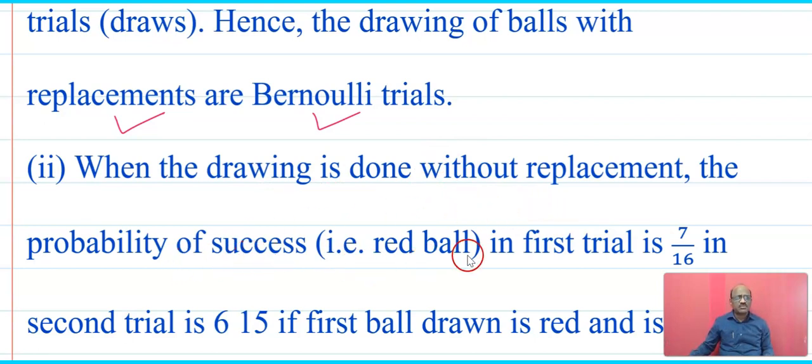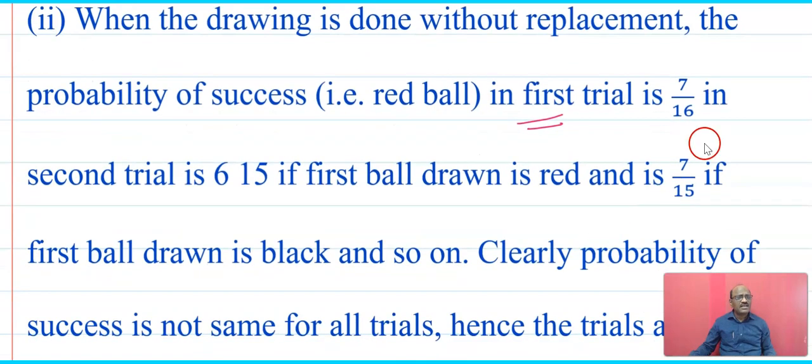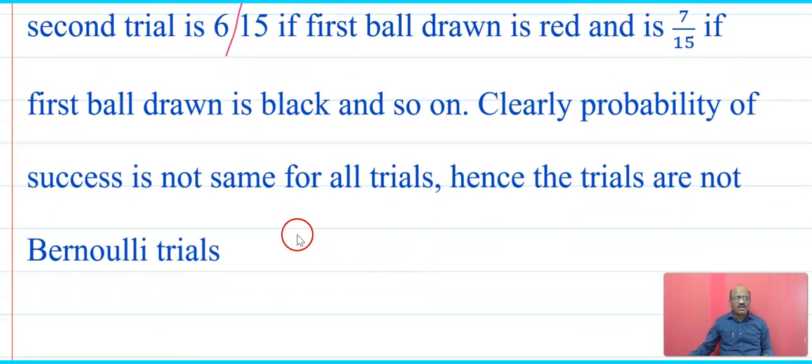The probability of success for the red ball in the first trial is 7 upon 16. And in the second trial, how many balls are there? One red ball is drawn, then there is 6 upon 15. In the second trial, it is 6 upon 15 if the first ball drawn is red, and 7 upon 15 if the first ball drawn is black, and so on. Clearly the probability of success is not the same for all the trials, and hence the trials are not Bernoulli trials.